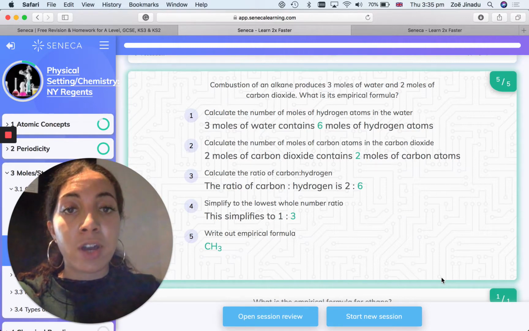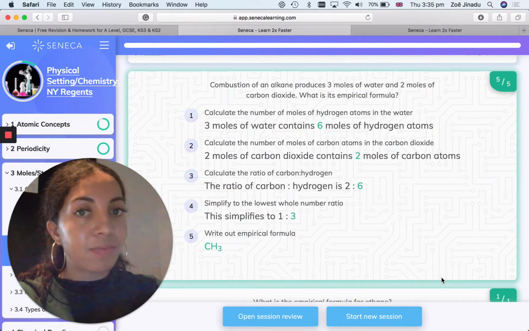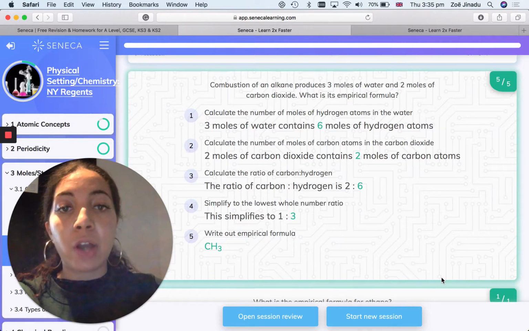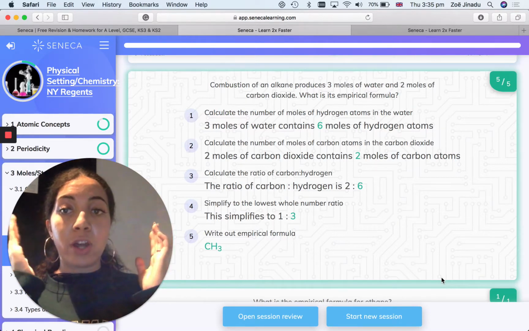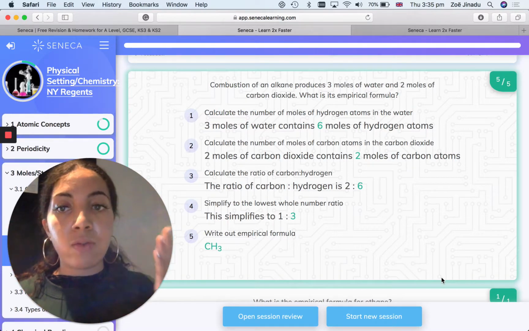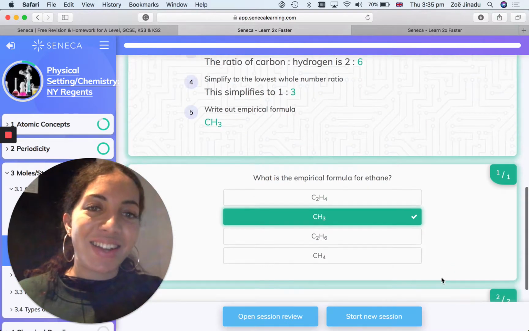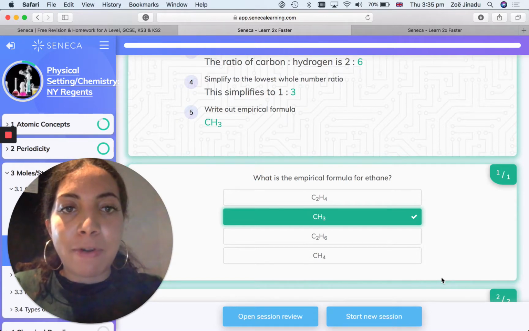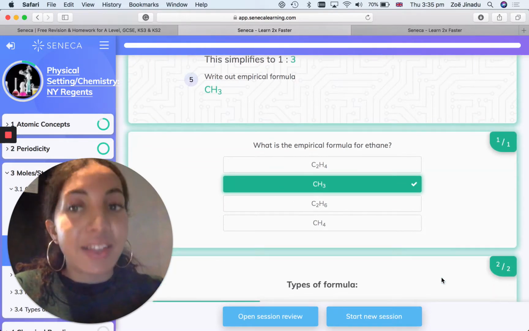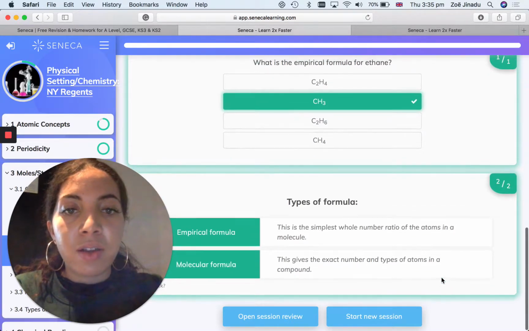Then calculate the ratio of carbon to hydrogen. The ratio of carbon to hydrogen is 2 to 6. Then simplify to the lowest whole number. So it simplifies to the ratio of 1 to 3. Write out the empirical formula, CH3. Nice. Okay, so what is the empirical formula for ethane? CH3.